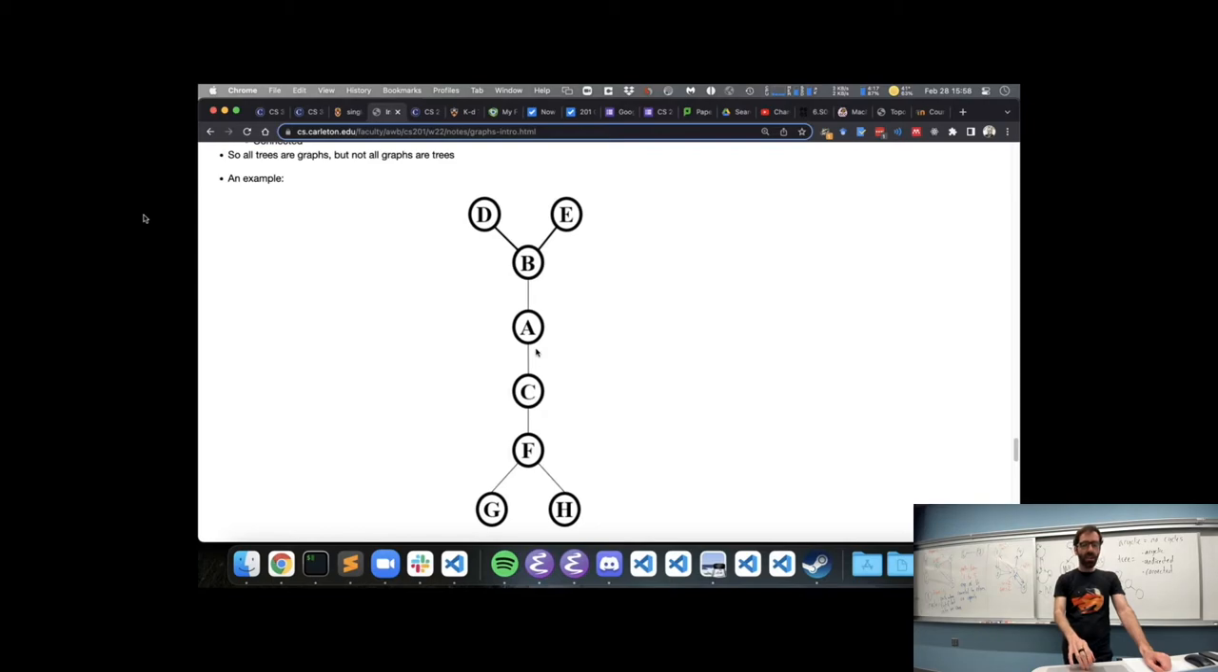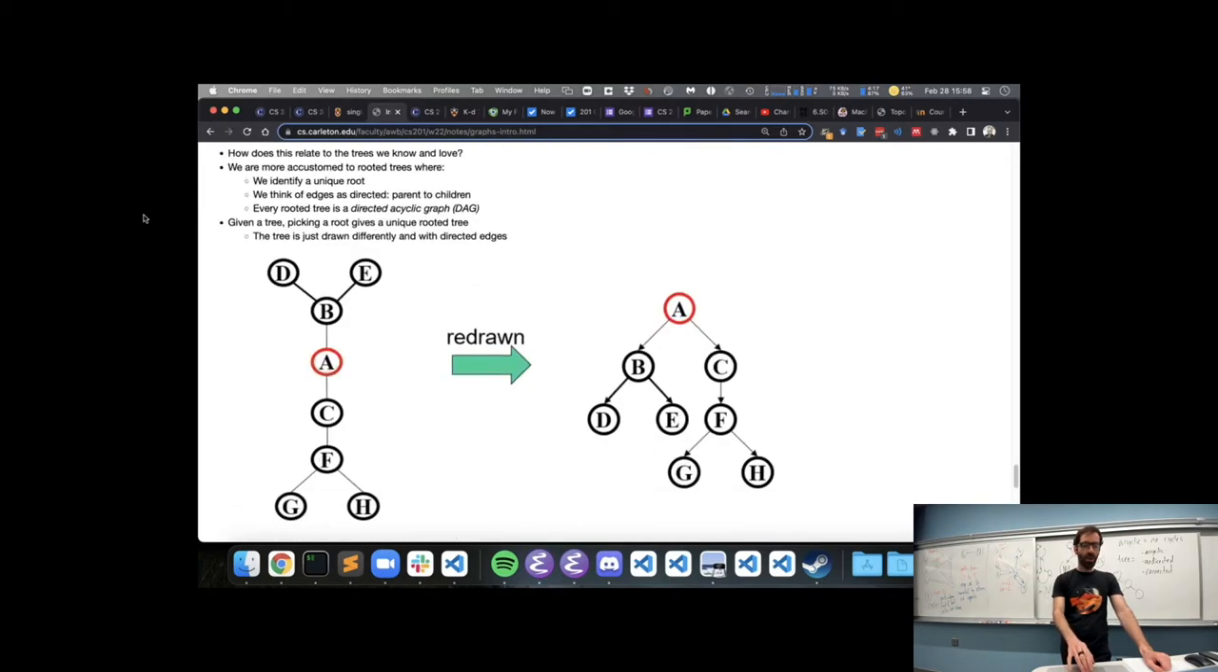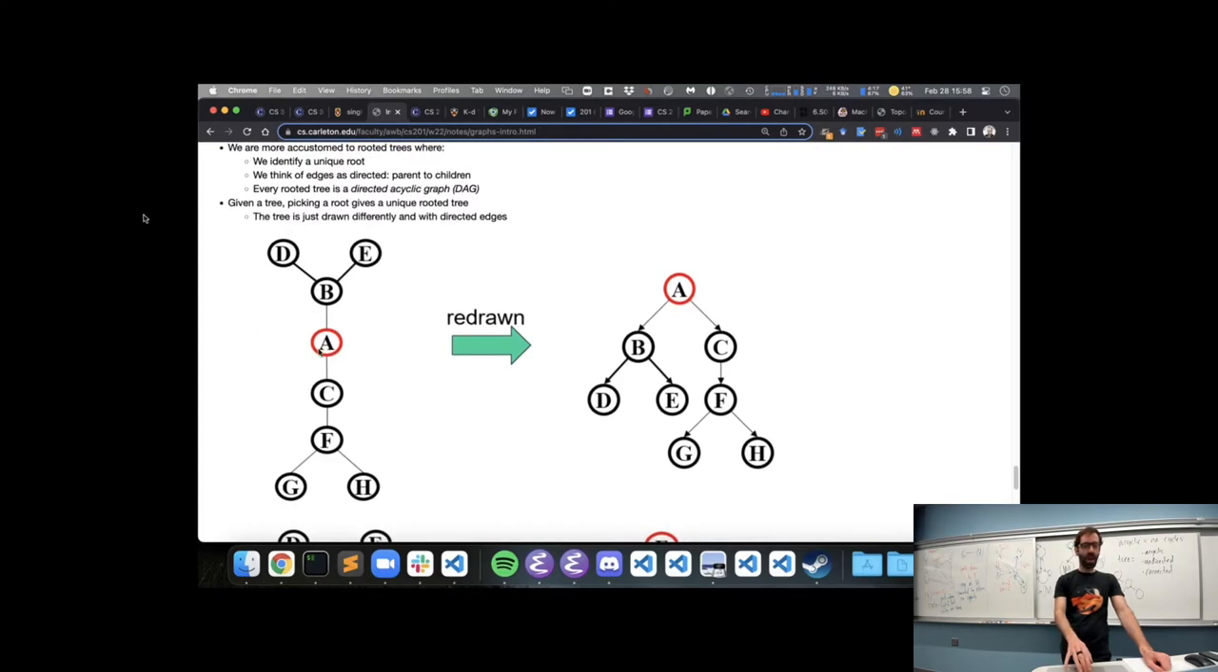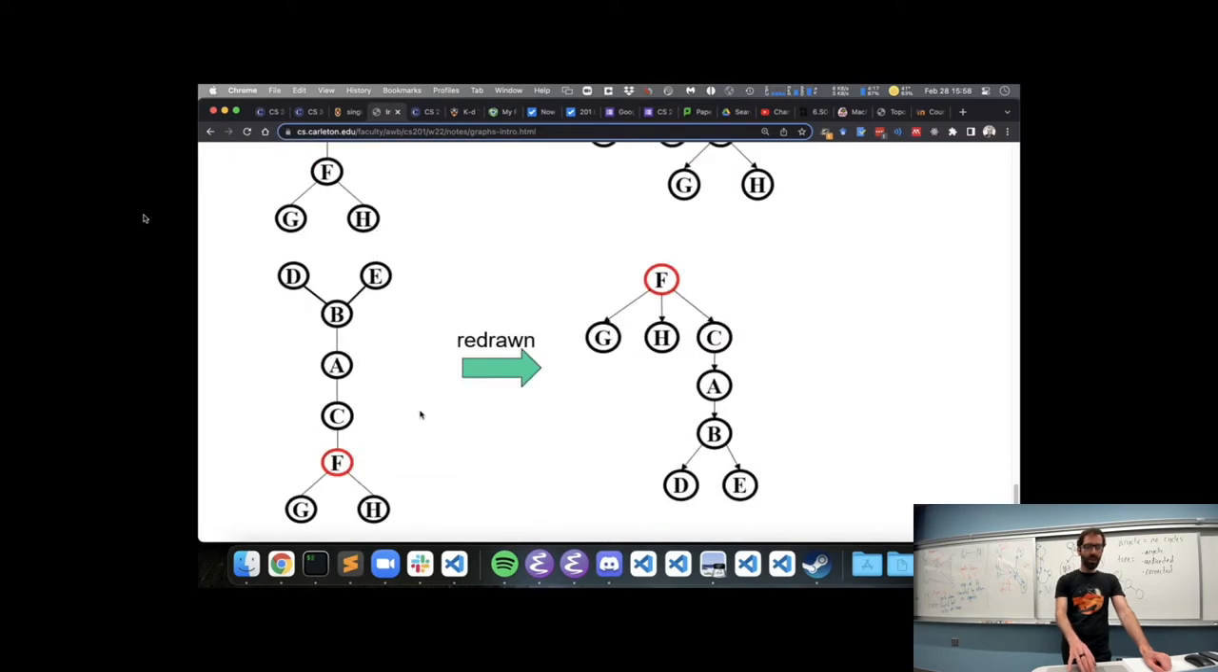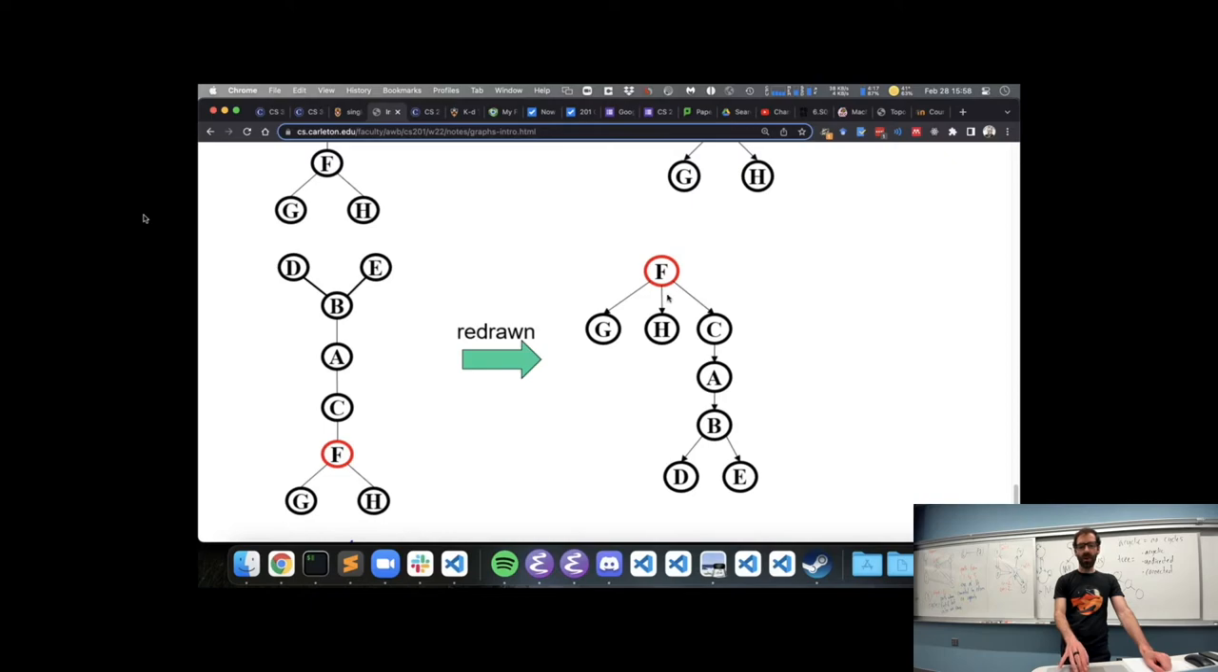So in fact, we could take this graph and make it a rooted tree by saying, okay, A is going to be the root, and redraw it with A at the top and B and C as its children and so on. But we could just as easily say F is the root and redraw it with F at the top. So a lot of the tree structures that we've thought about, or all of them rather, are ones that have roots at the top and children below them. And when we're just thinking of pure graph terminology, something can be a tree and not have a specific root necessarily.